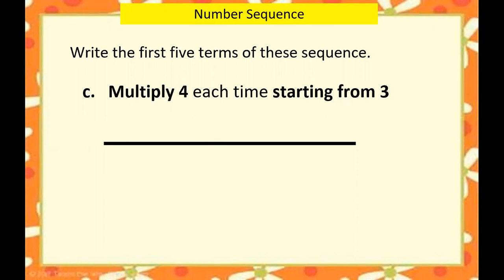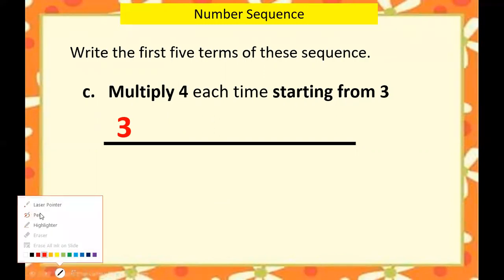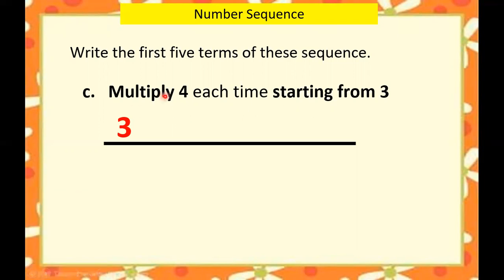Okay, so check your answer now. Let's start from 3, meaning our starting number is 3. And what did it say here? Multiply by 4. So 3 times 4 is 12. 12 times 4 is 48. Again, 48 times 4, it will be 192. We need one more because it needs 5 terms.